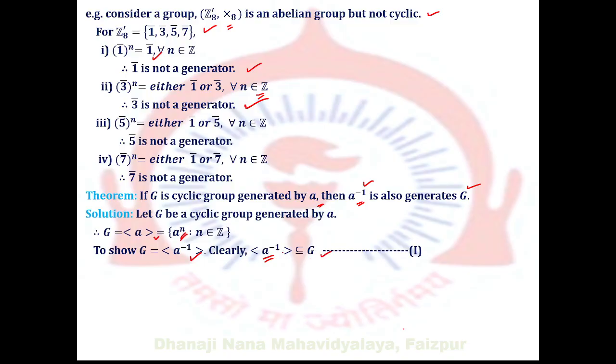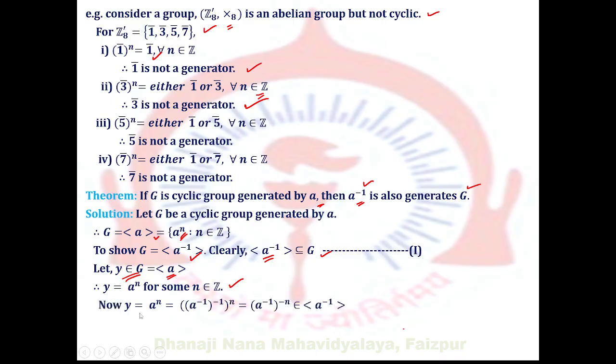Now we show G is a subset of the cyclic group generated by A inverse. So take one element in G. Let Y belong to G. But we know that here G is the cyclic group generated by A. So Y can be written as some integral power of A. So here we write Y is equal to A raised to n for some integer n belonging to Z. Now we write this A as A inverse inverse. So it is A inverse inverse raised to n, or it can be written as A inverse raised to minus n. So it is an integral power of A inverse. So it belongs to the cyclic group generated by A inverse.